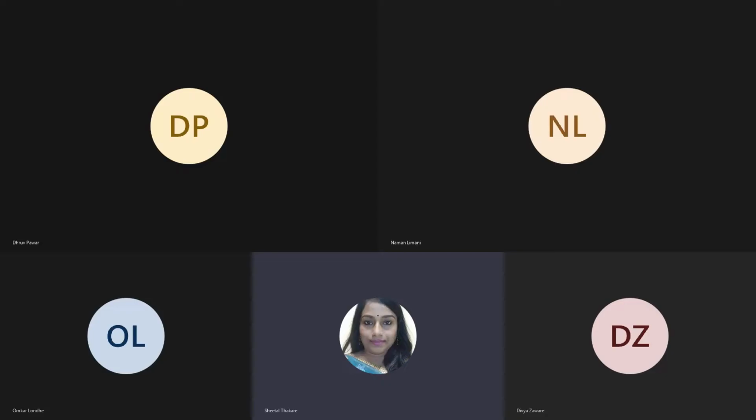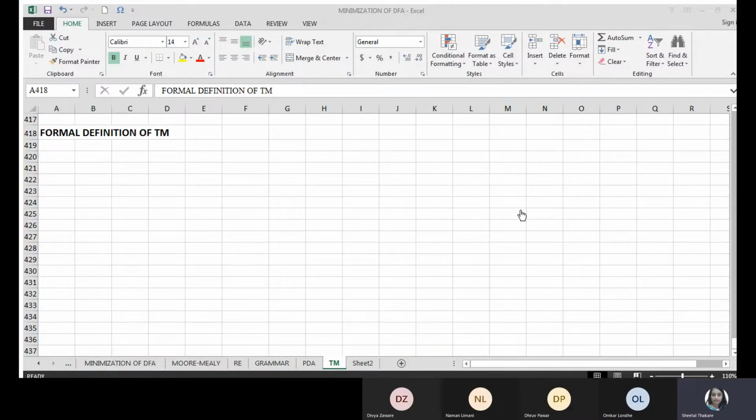Problems on the Turing machine, and after solving 10 designing problems, now we will cover the topic formal definition of Turing machine. So as in the very first lecture we said that the Turing machine is the most powerful as compared to other automata.